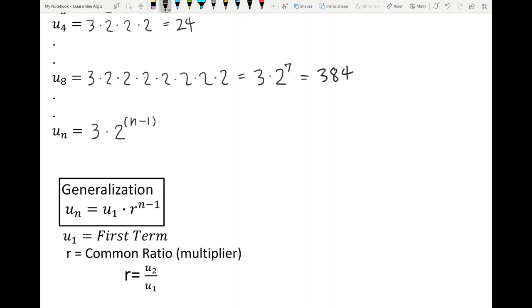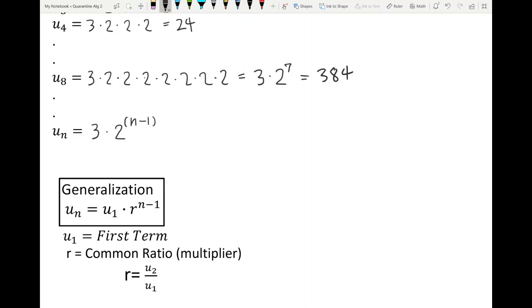So to generalize for any geometric sequence, basically you need two things, u1 and r. Now u1, of course, is the first term. Hopefully you know that by now. And we will call r the common ratio or multiplier. Sometimes common ratio is not so obvious. For example, r could be, multiplier could be like 1.5.